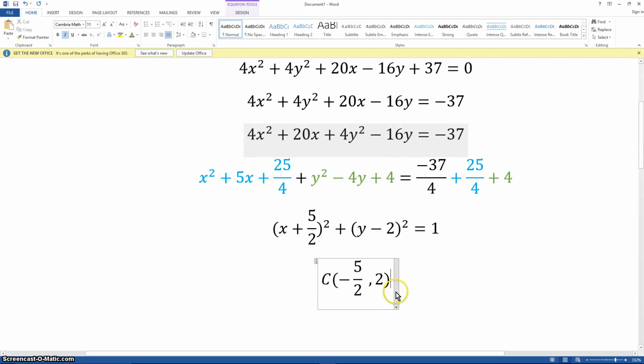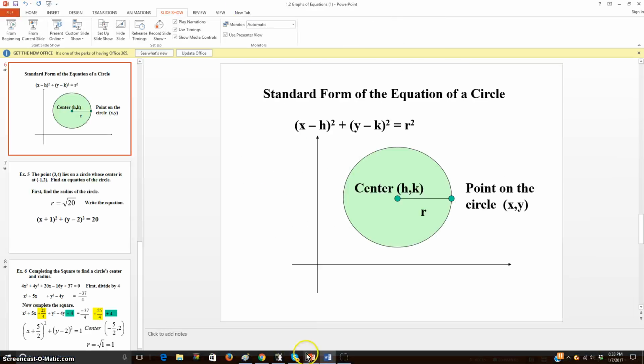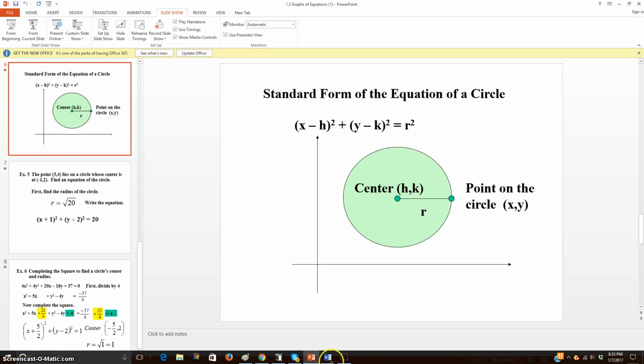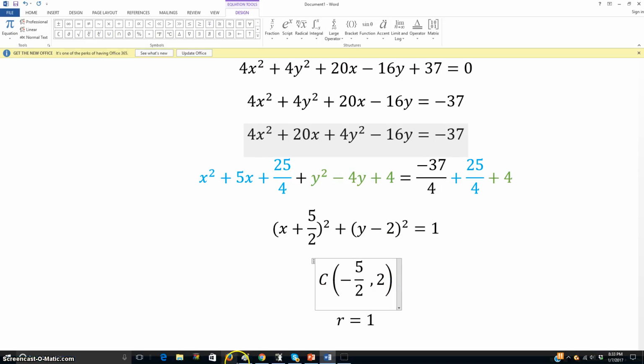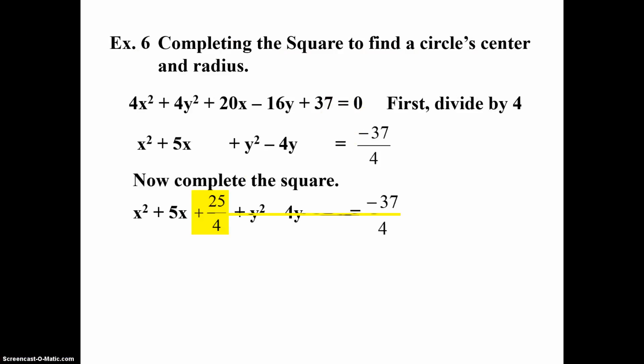So my center is at (-5/2, 2), and my radius is going to be, remember, this right here in the equation, if you look at the slide, represents r squared. So I have to take the square root of that. So the square root of 1, by coincidence, is still 1. So that's what we're going to get: center (-5/2, 2) and a radius of 1. So that's what we get in this situation here.